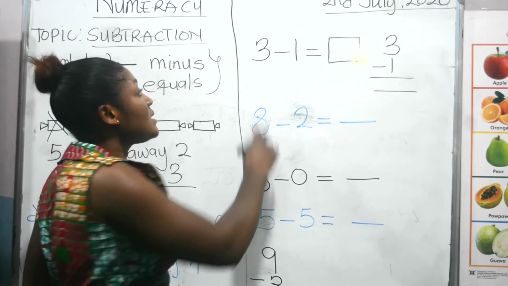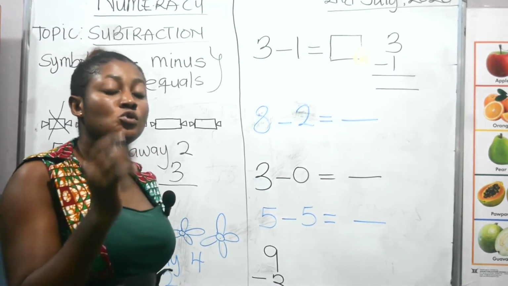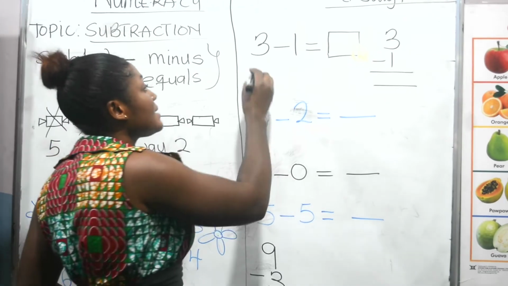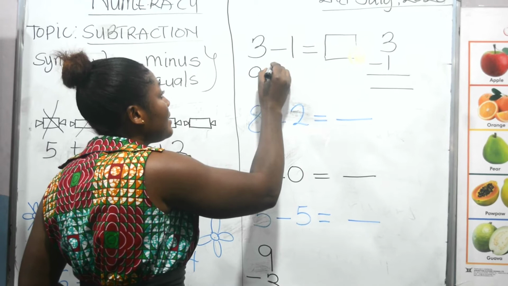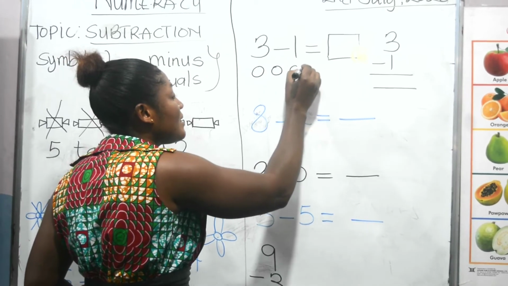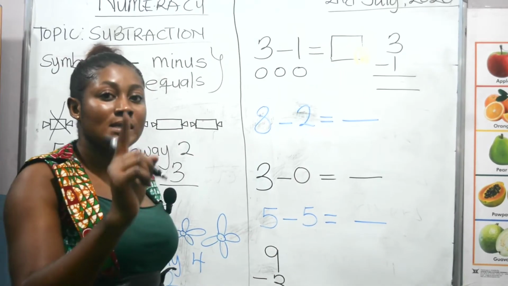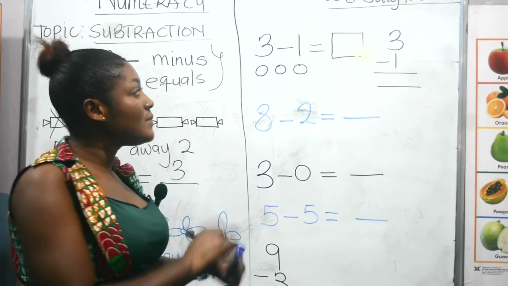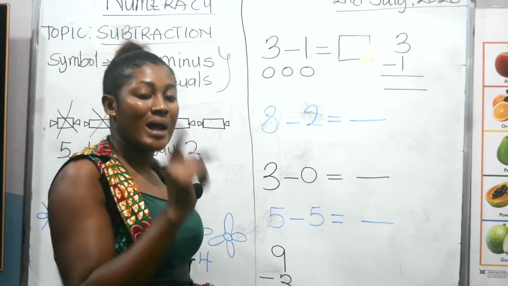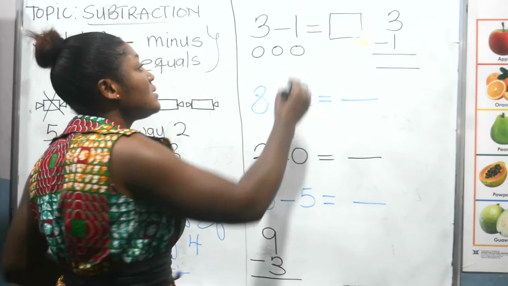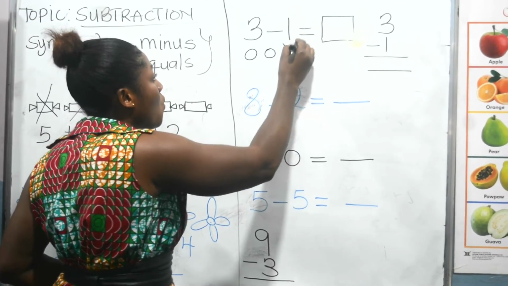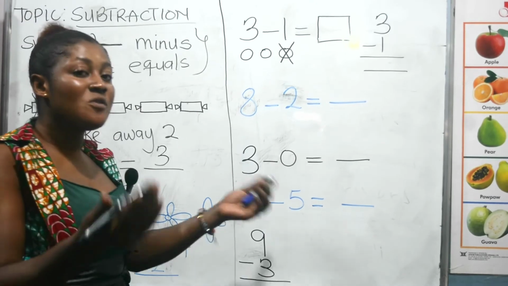Okay, so this is 3. We are going to use small circles. So now let's count small 3 circles. So let's go 1, 2, and 3. So I'm going to take away 1. So it means I'll cross 1 circle and count the rest of the circle. So now I've taken away 1. So how many will be left?